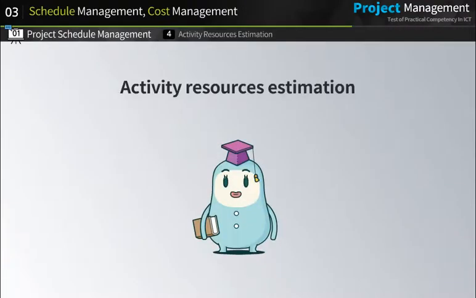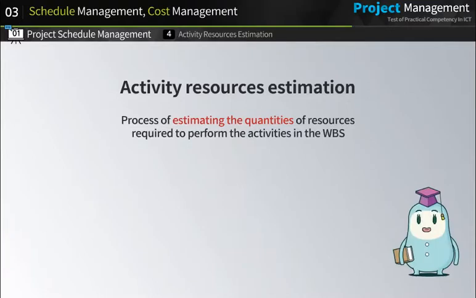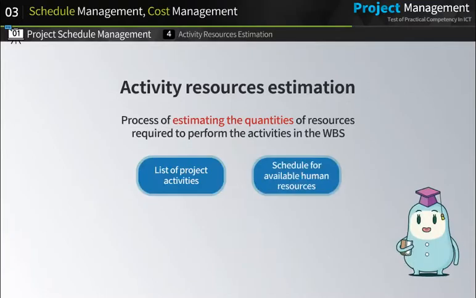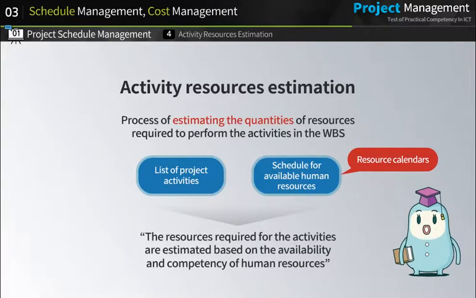Next, activity resources estimation. Estimating activity resources is the process of estimating the quantities of resources required to perform the activities in the WBS. During this process, the activity lists and resource calendar serve as reference. Consequently, the resources required for the activities are estimated based on the availability and competency of human resources.